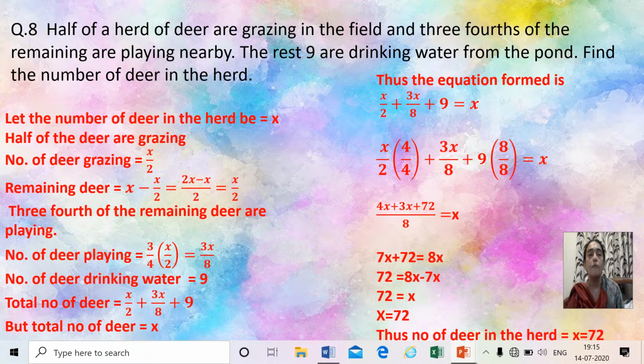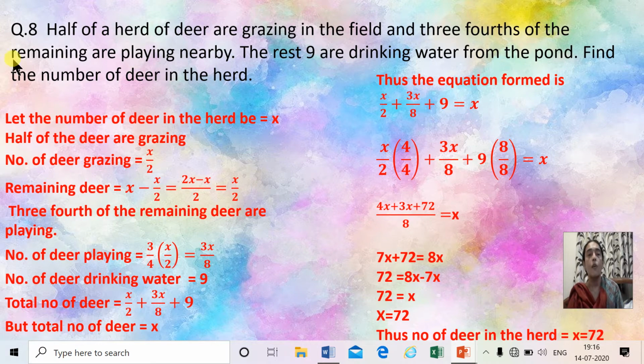Half of the herd of deer are grazing in the field and 3/4 of the remaining are playing nearby. The rest 9 are drinking water from the pond. Find the number of deer in the herd. Let the number of deer in the herd be x. We don't know how many deer there are. We have to find it. So let the number of deer in the herd be x.